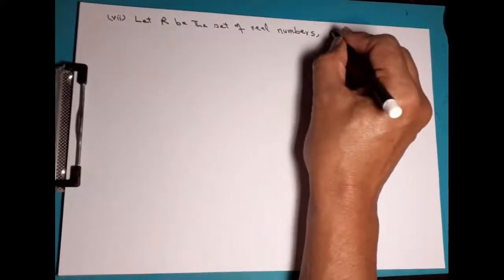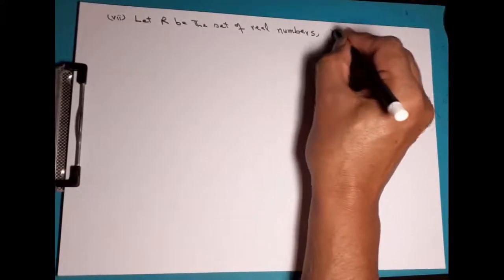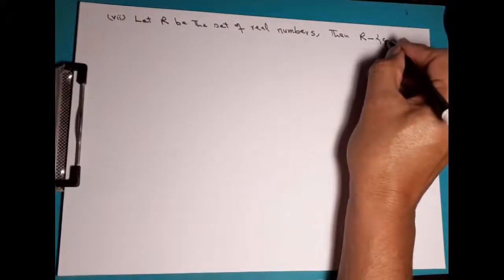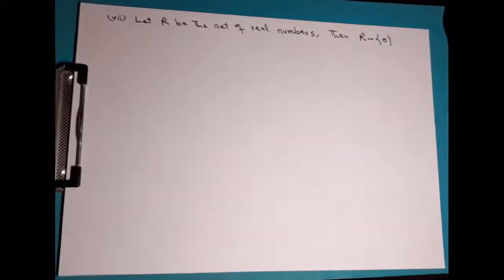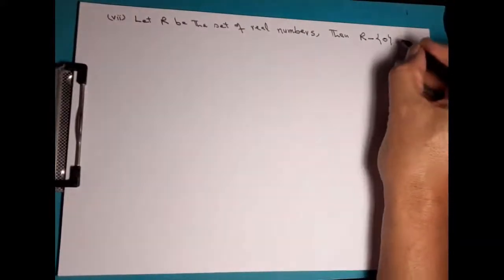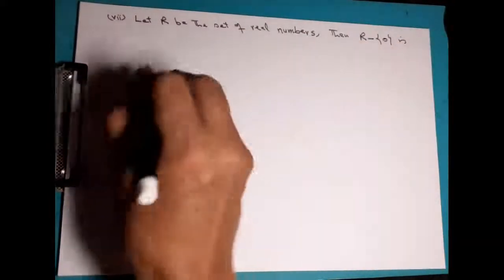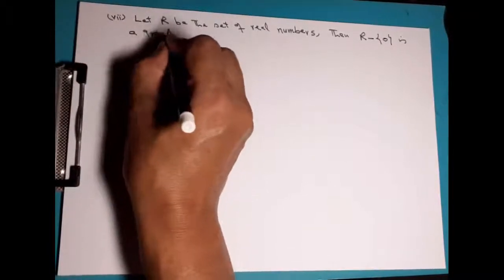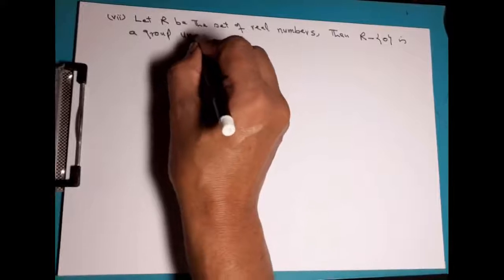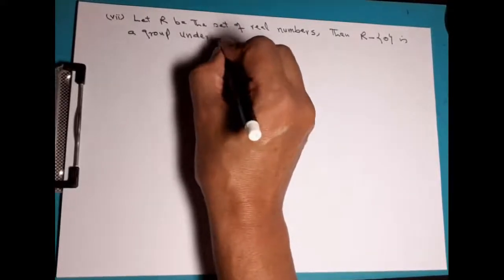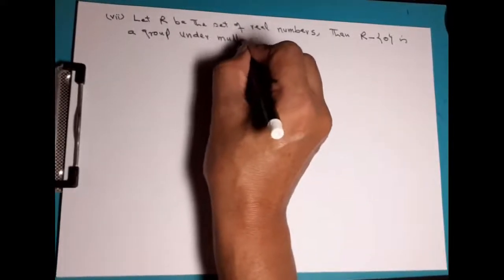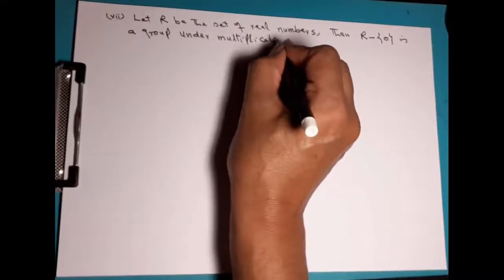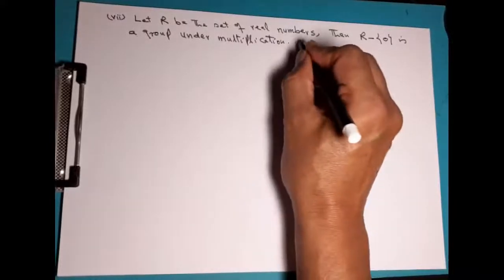Then if we remove the zero element from R, then R minus zero is a group under multiplication of real numbers. Under multiplication.